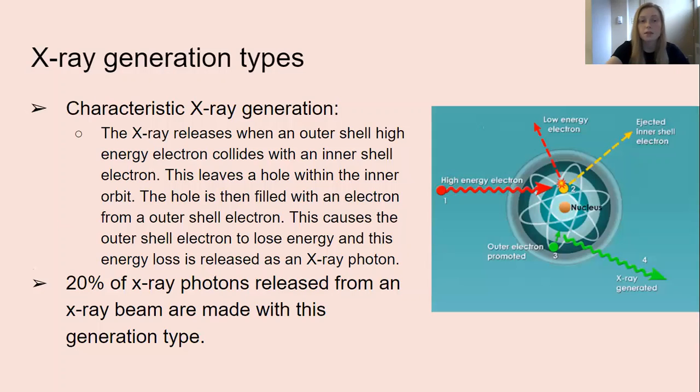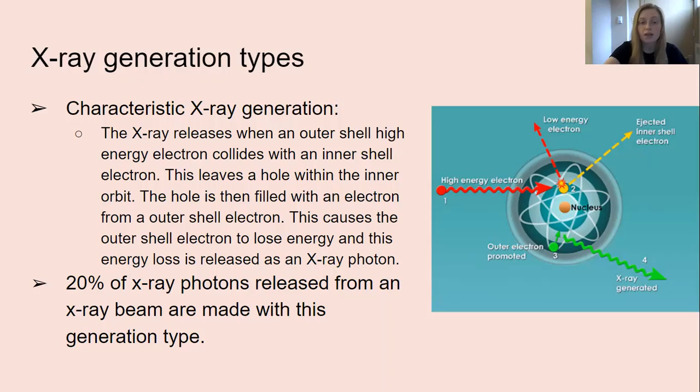There are different types of X-ray generation. One type is characteristic X-ray generation. This is when an X-ray is released when an outer shell high-energy electron collides with an inner shell electron. This then leaves a hole within the inner orbit. The hole is then filled when an electron from the outer shell comes in and fills it, and an electron going from the outer shell down to a shell closer to the nucleus will lose energy, and this energy is then released as an X-ray photon.